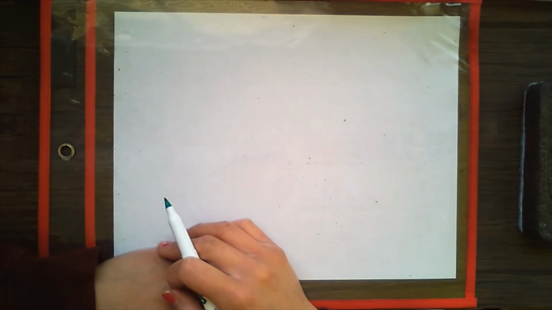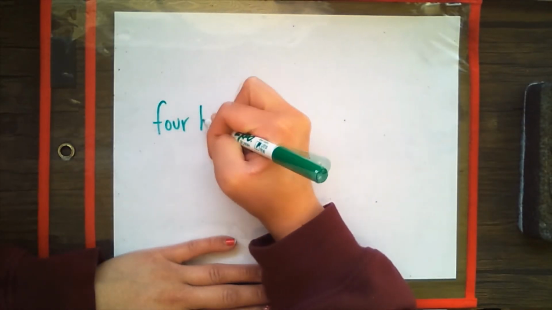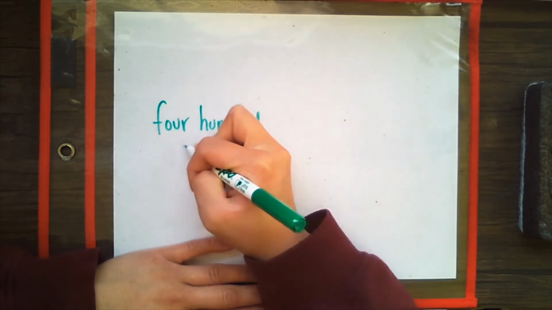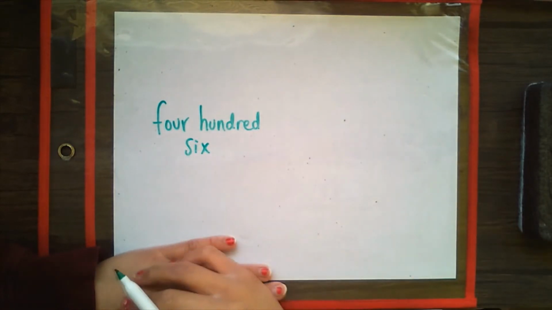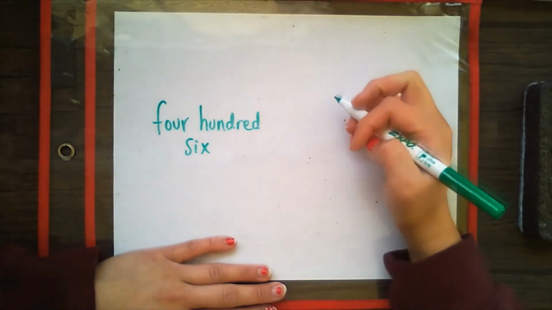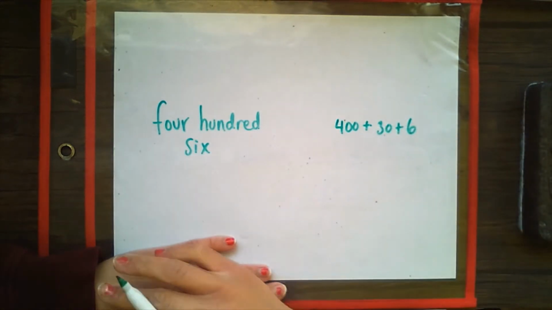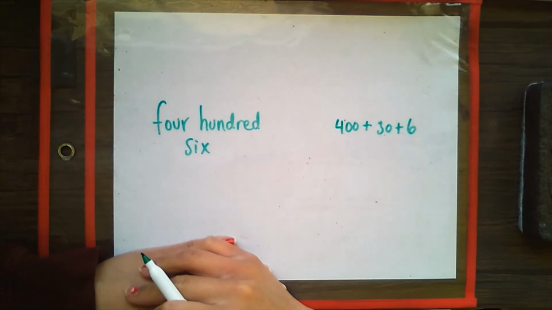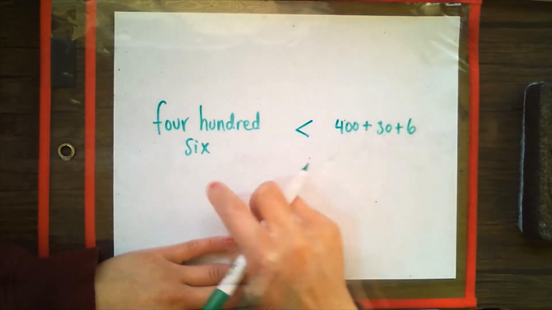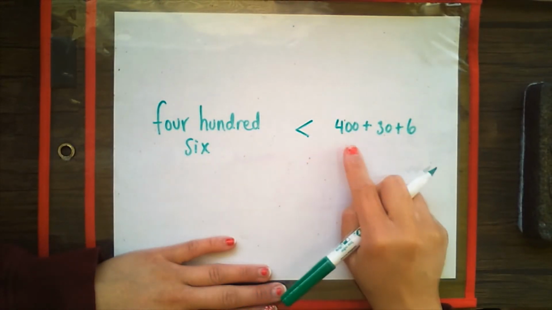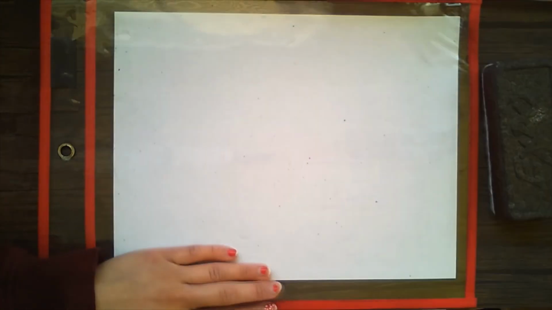406 compared to 436. We're going to write 406 in word form. 406. Now we're going to show 436 in expanded form. Great, now we're going to draw a symbol and read the number sentence. 406 is less than 400 plus 30 plus 6. Great, moving on.